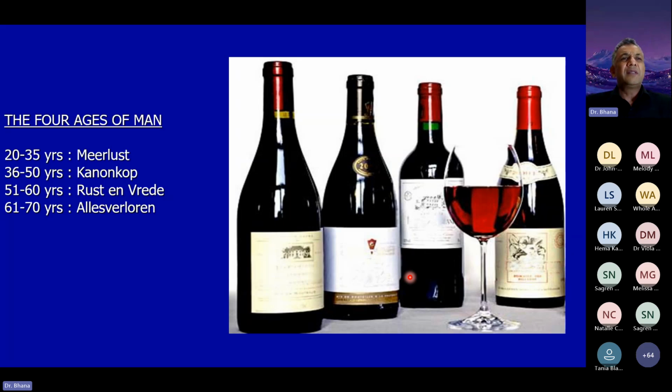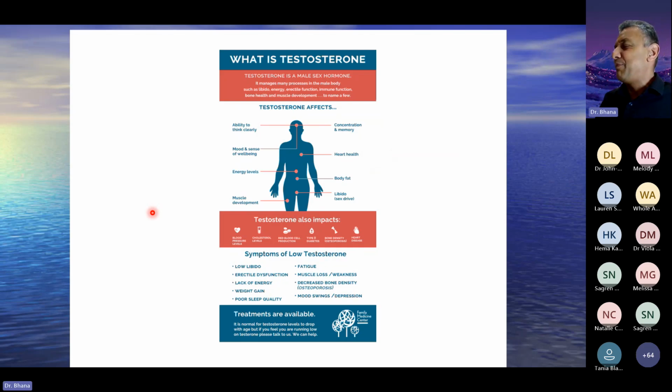So I'm going to end again just to remind you that all men will have testosterone loss. And this is why it's so beautiful to be in South Africa, because somebody obviously thought about this. So if you between the ages of 20 and 30, go for mere lust. If you between 36 and 50, you need the Canon cop. Get to the retirement age, rust and vrede, and here you've lost everything. So the choice of the wine you make probably determines what's happening with your testosterone.